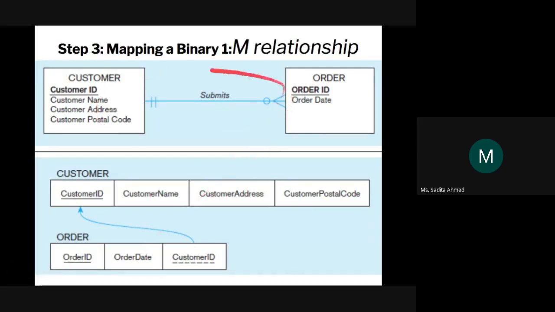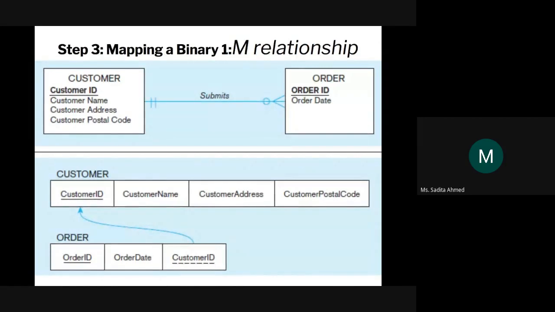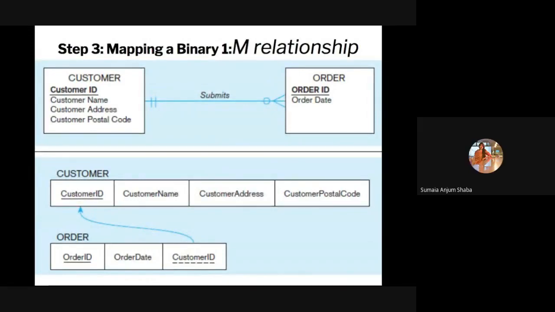Now, you have the relationship to map. And what is the degree and cardinality of this relationship? Binary, and mandatory one to optional many. That's right. It's a binary relationship, that's the degree. And the cardinality is mandatory one to optional many. What does that mean? A customer may submit multiple orders. However, a single order instance is submitted by exactly one customer.